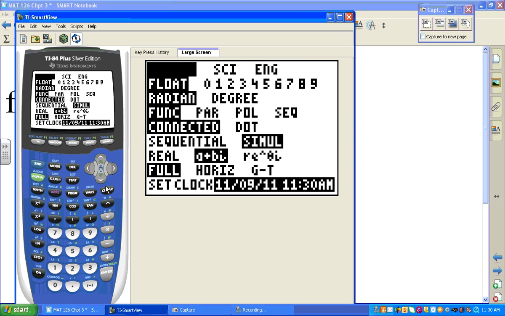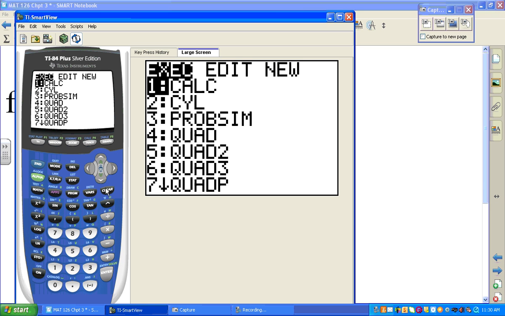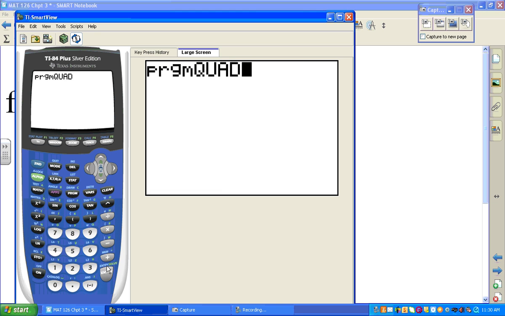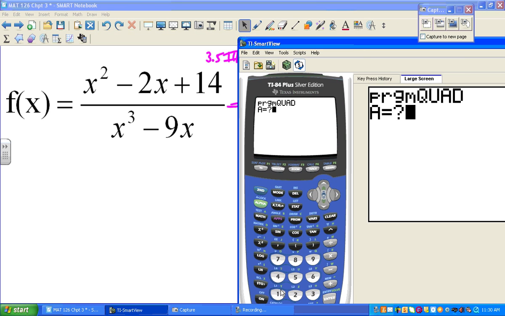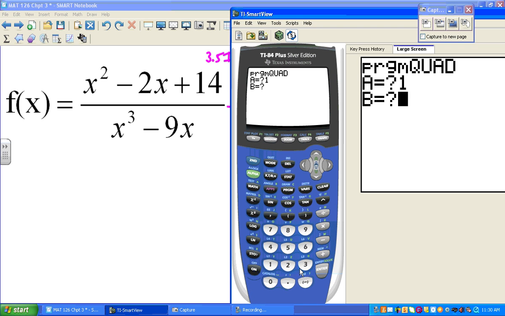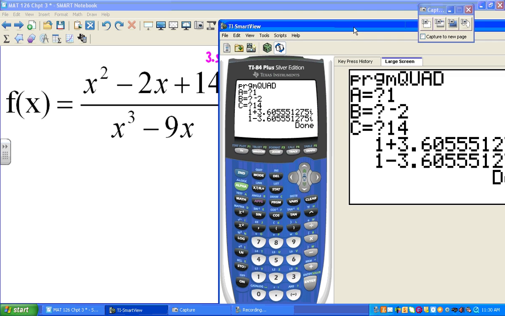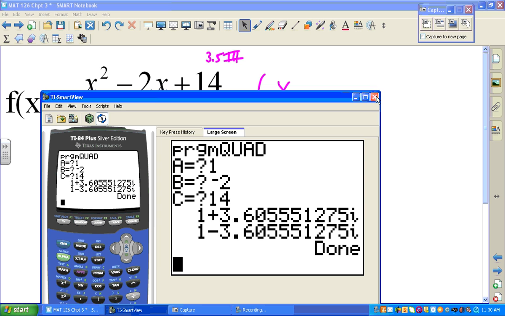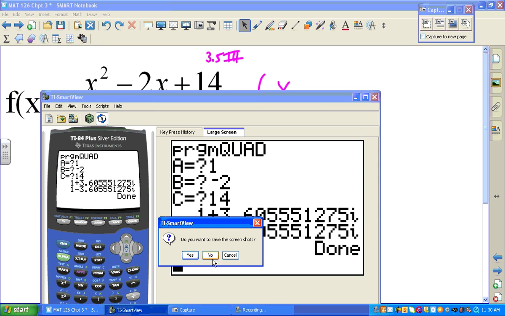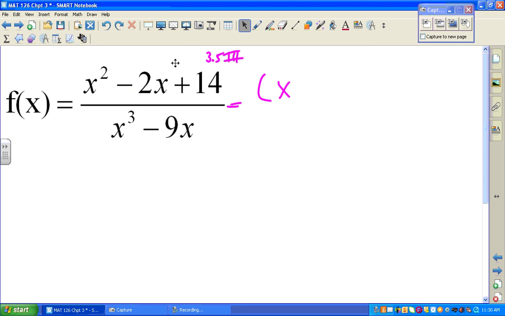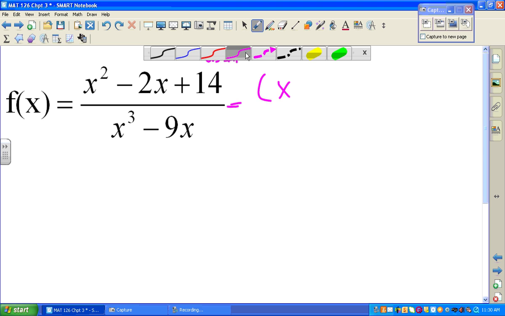So I can quit, clear, program. I'm just looking for the factors, see if there are any. Let's see. X squared is 1, negative 2, and 14. So it's imaginary. So there is no x-intercepts. It doesn't factor. So that's kind of good.